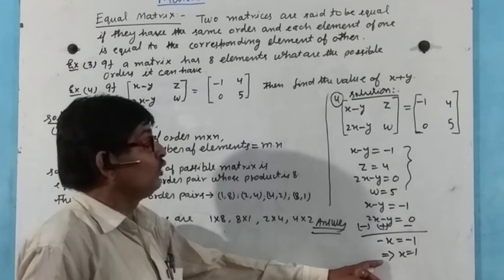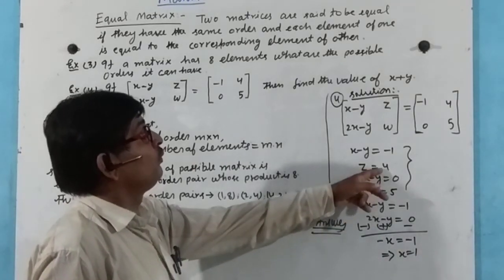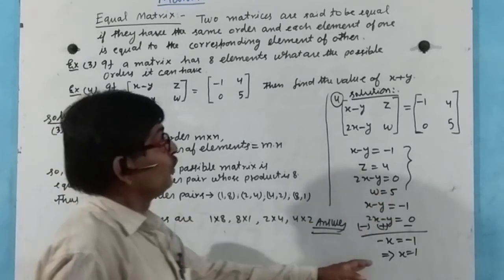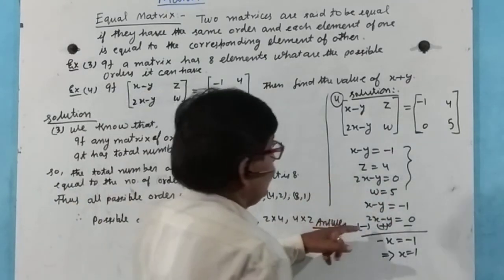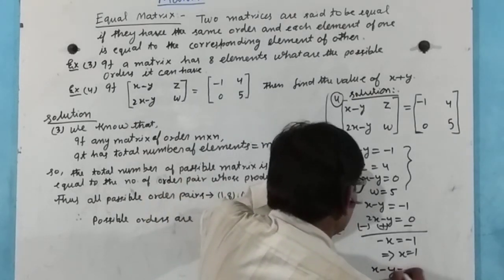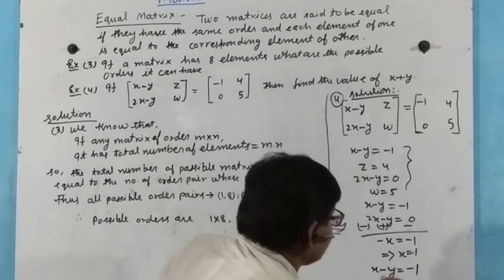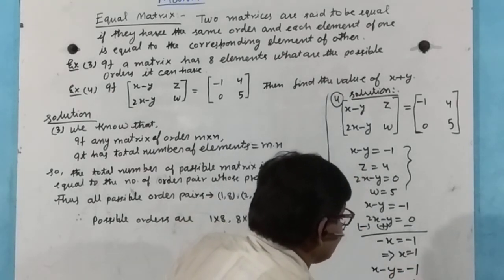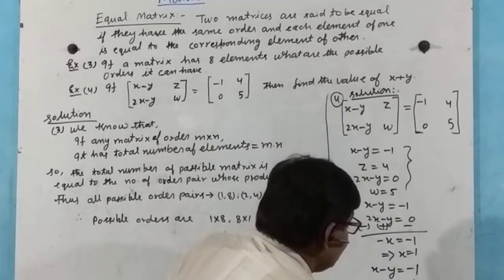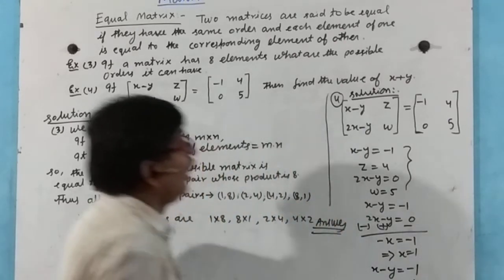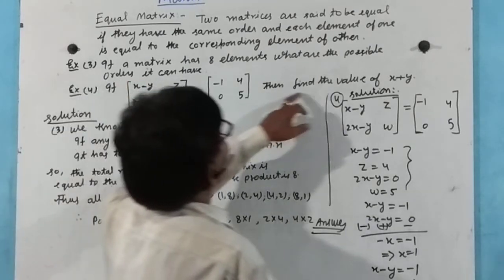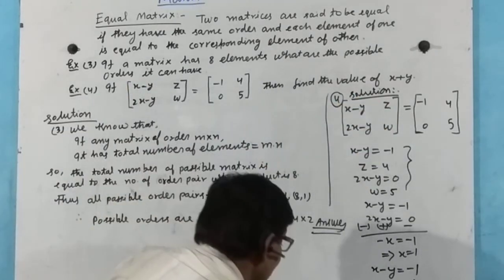Here x is equal to 1, z equal to 4 and w is equal to 5. Now we see that x minus y equal to -1, putting x equal to 1, 1 minus y equal to -1, so this comes here, this comes here, and 2 equal to y. It means that y equal to 2. And what are possible in this case, then find the value of x plus y.